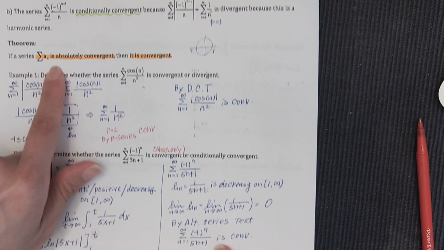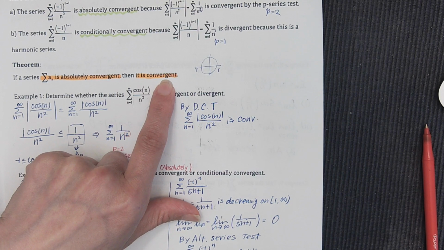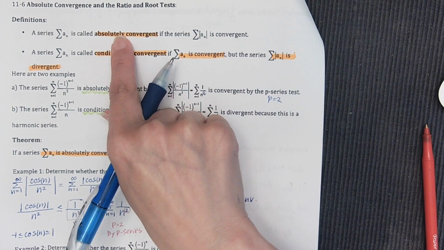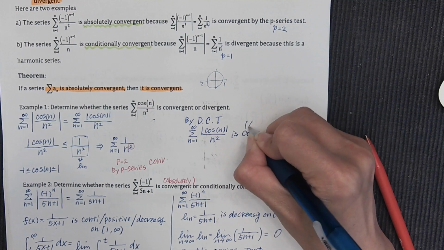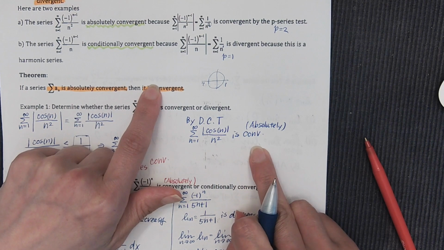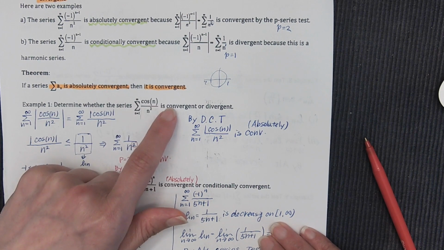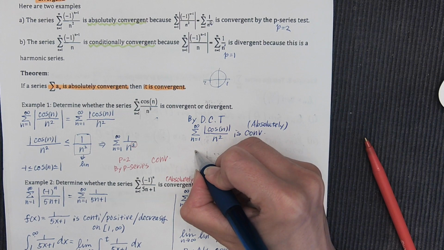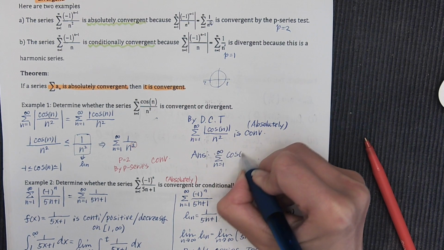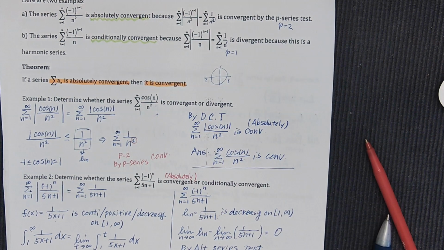Remember that if I take the absolute value and it is convergent, we say absolutely convergent. So this is also absolutely convergent. But absolutely convergent means it is convergent. There is no way conditionally convergent is happening. So the answer is, summation n equal 1 to infinity cosine n over n square is convergent. So that's the answer.